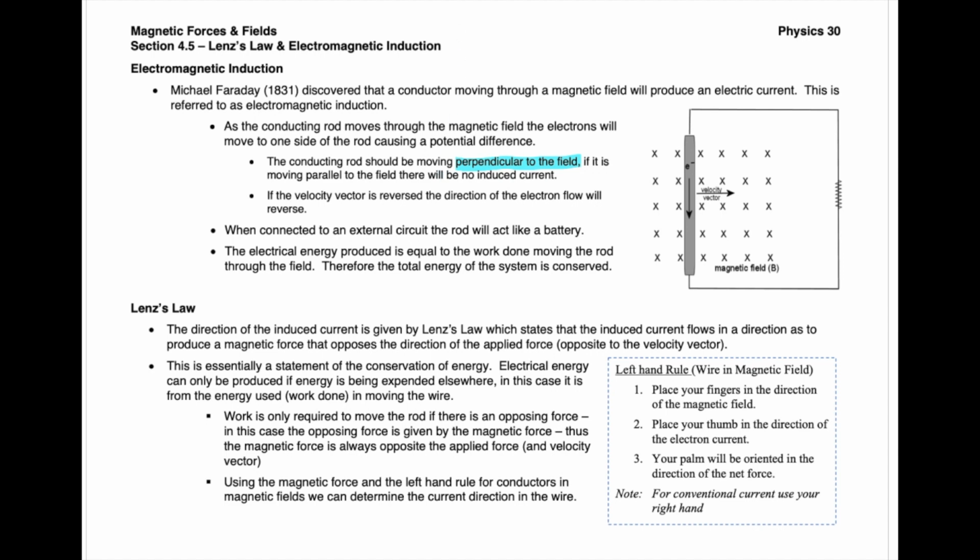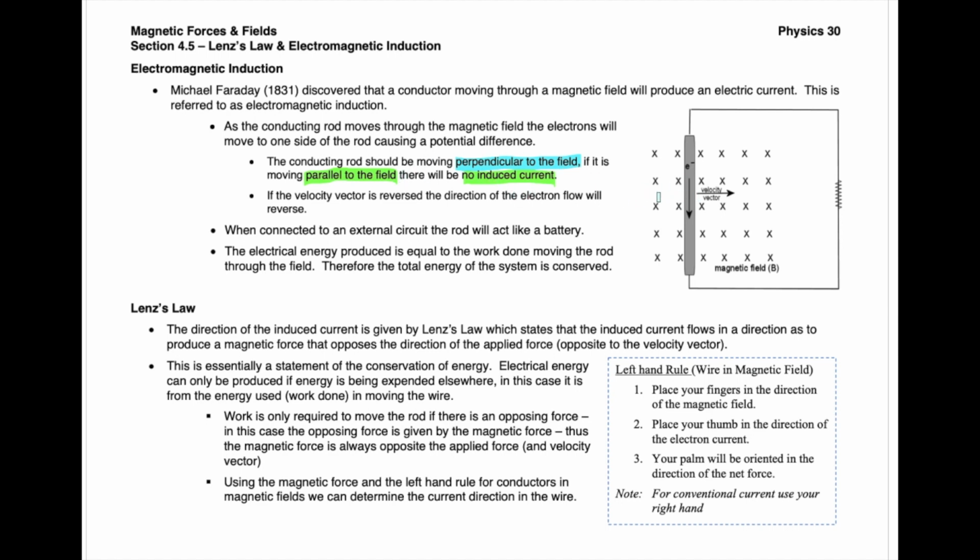If we're running parallel, we're not going to get any current running through here. So if you're moving parallel to the field, there will be no induced current. That's just because the sine of 0 or sine of 180 is going to give us 0. Now, we're not actually going to look at the equations for these, but you need to know just those two cases: perpendicular to the field, and that's how they'll generally be set up. But if it is running parallel, then just make sure you know there is no induced current.